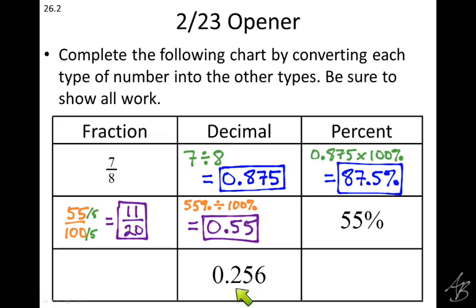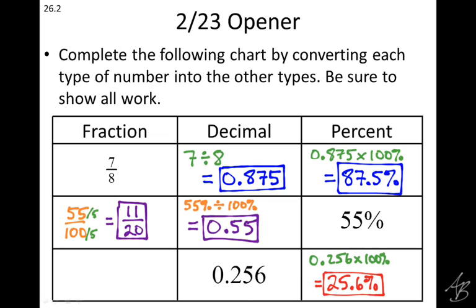We have a decimal, 0.256, and we want to change it to a percent here and to a fraction here. Which one do you guys want to do first? The percent? Let's do the percent first. How do I change a decimal into a percent? We've already done this, right? We multiply by 100. So there's two ways we can do it. We could just type into our calculator 0.256 times 100. And that'll give us our answer, which is 25.6%.